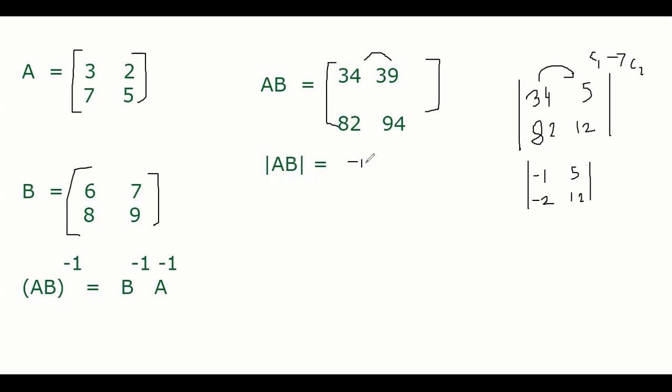This will be minus 12 plus 10. Agree? Minus 12 plus 10, so minus 2. So the value of the determinant of AB is minus 2. So fast we got it. Just apply two properties quickly on the columns. So we got the determinant value of AB.